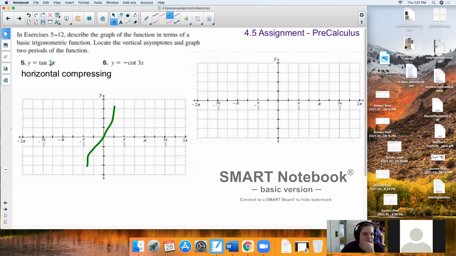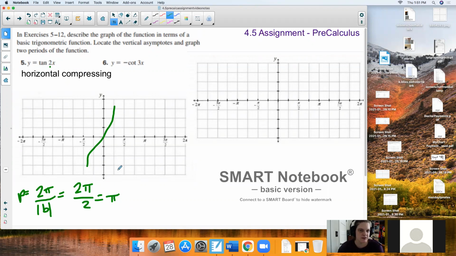So we also know that our period changes because our period is supposed to be involved in this b here. Our period is supposed to be 2 pi over the b. And so our period is now going to be 2 pi over 2, which just means that it's going to repeat every pi. On that note, I'm going to erase this piece. That was just to reference.